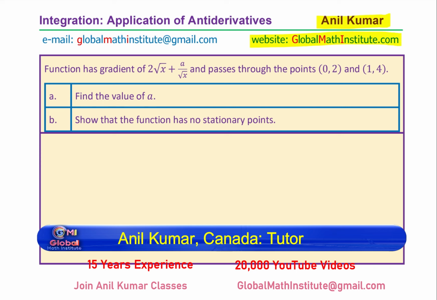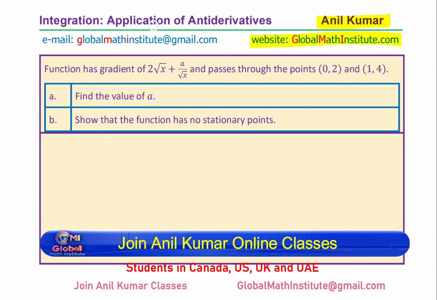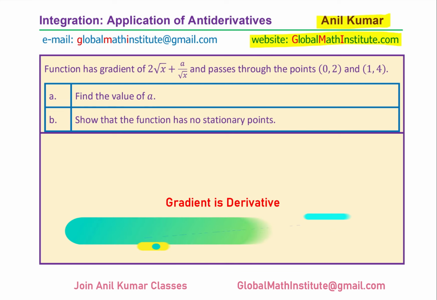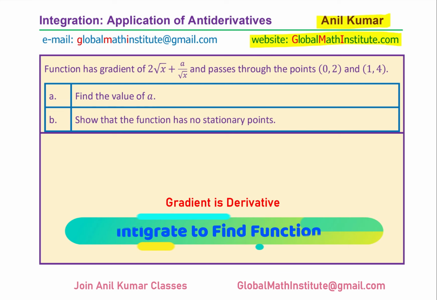In this video, we'll have an excellent question based on integration and application of antiderivatives. The question here is, a function has gradient of 2 square root x plus a over square root x and passes through the points (0, 2) and (1, 4). Find the value of a. Show that the function has no stationary points. I'd like you to pause the video, answer the question, and then look into my suggestions.